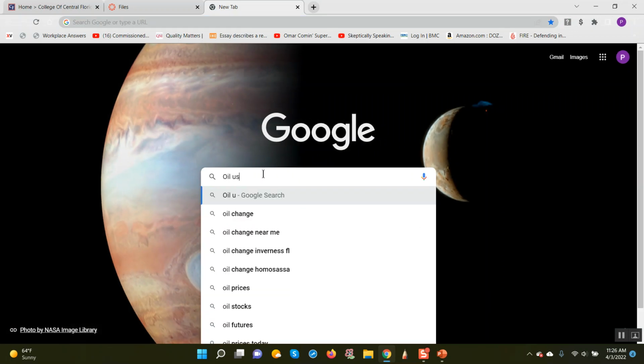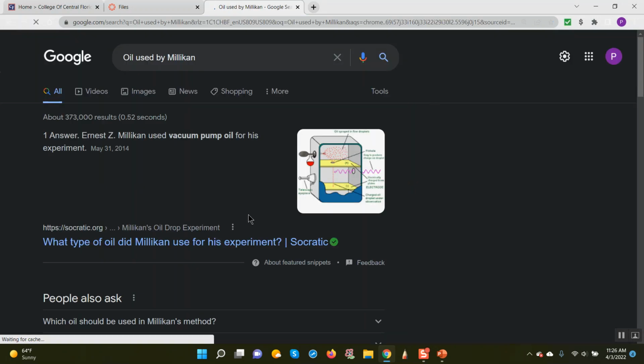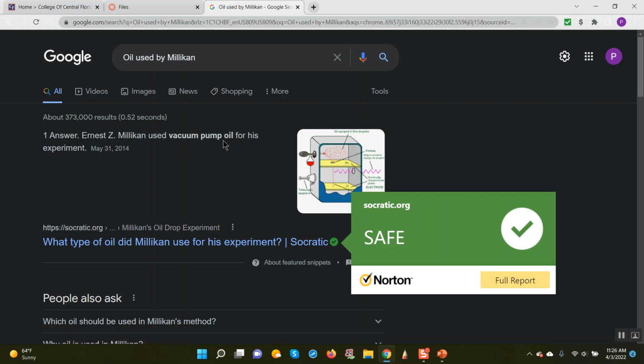Oil used by Millikan. And what type of oil did he use? Okay, they said vacuum pump oil, which sounds to me like some sort of mixture of hydrocarbons, like gasoline or diesel or engine oil. Well, not the synthetic one that you'd put in your motor vehicles. So that's what it sounds like to me.